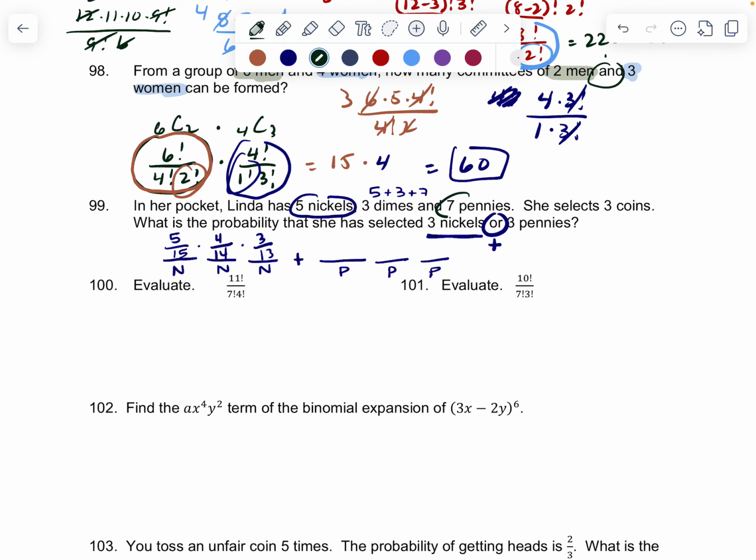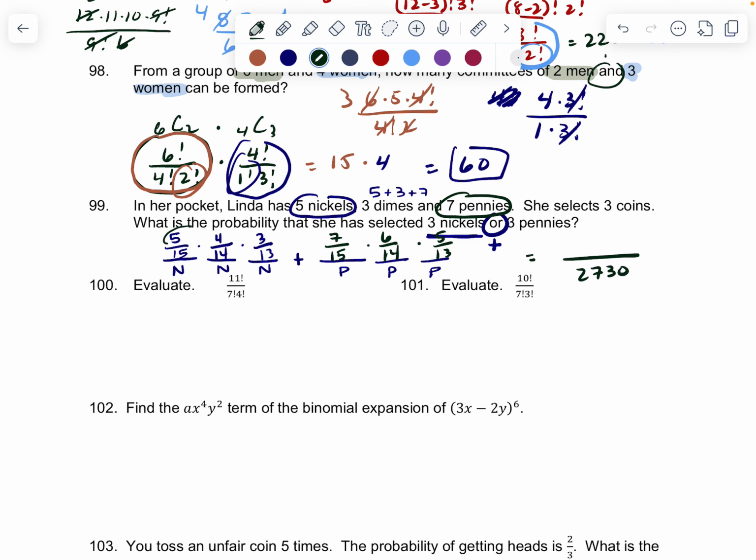Okay, now let's look at the pennies. I have 7 pennies. So the first time she goes in there to select a penny is going to be 7 out of 15. The next time she reaches in, it's going to be 6 out of 14. And the last time it's going to be 5 out of 13. Okay, so you guys, let's calculate what 15 times 14 times 13 is. Okay, so the denominators here are going to be 2,730. Again, I'm using my calculator.